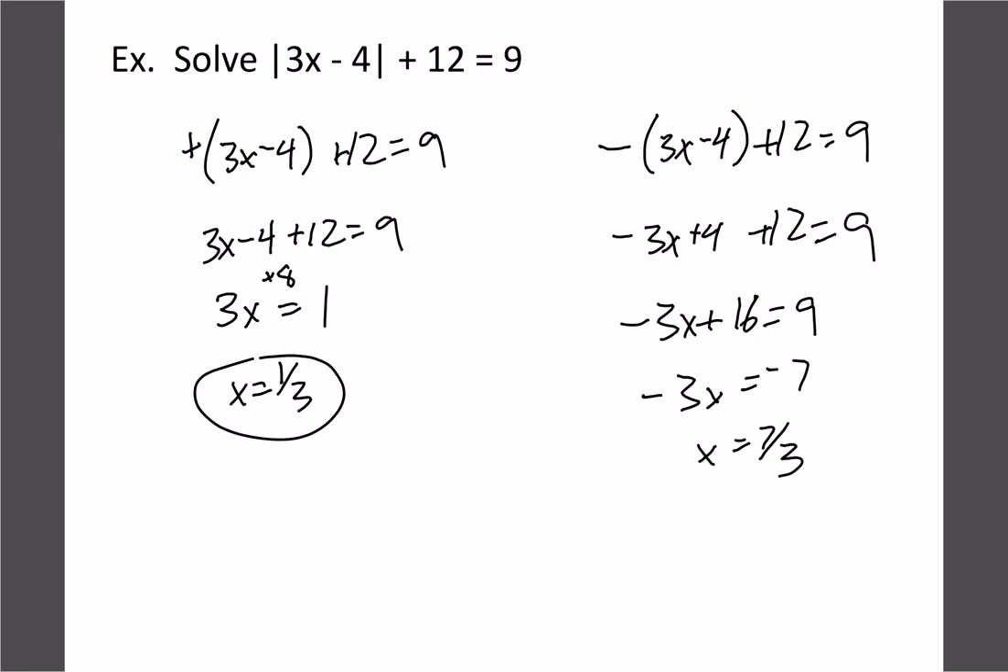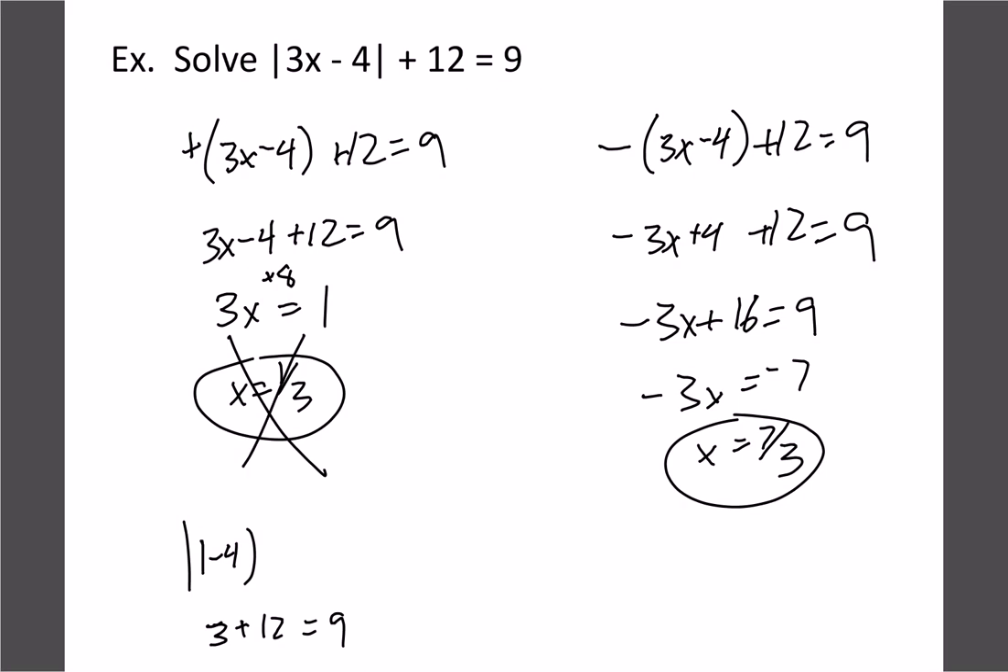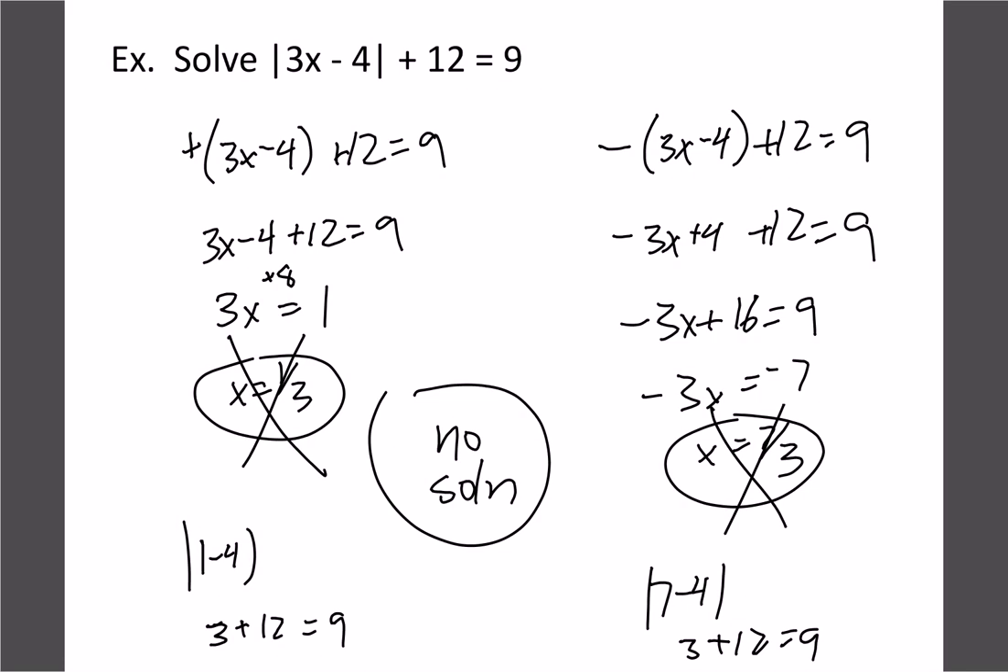So we have our two different answers, but what happens now when we plug them in? We go 3 times a third, that's 1. So we'd have 1 minus 4 absolute value, which would be negative 3, which would be positive 3. Is positive 3 plus 12 equal to 9? No. So that one doesn't work. Try the 7 thirds. 7 thirds times 3 is 7. 7 minus 4 in absolute value would be 3. Is 3 plus 12 equal to 9? No. It doesn't work either. So in this case, neither of them work, so our answer would actually just be no solution.